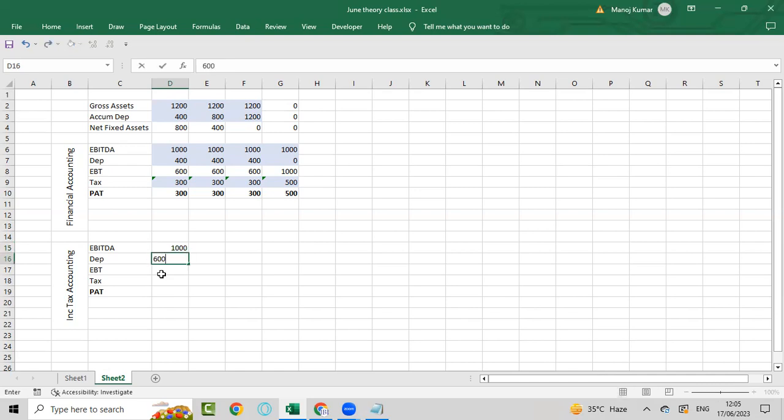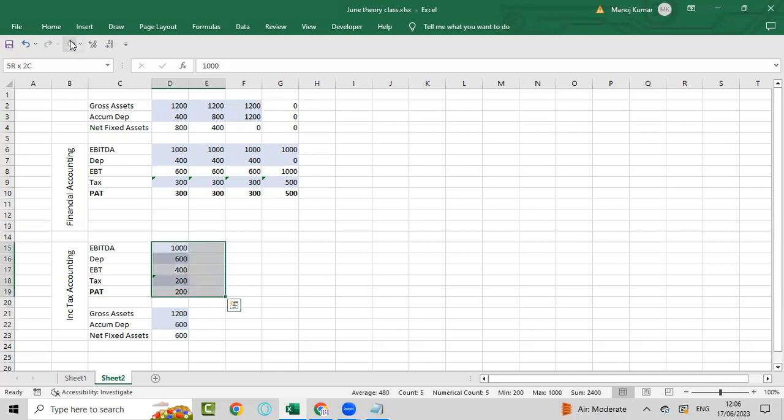Here I am considering depreciation of 600. Then profit will be this minus this. Why is this depreciation different? Because of any reason. Rate can be different, life can be different, method can be different. Now tax will be 50% of this, which is 200. Then profit will be this minus this. Clear? So gross assets 1200, depreciation will be 600. Net fixed will be this minus this.